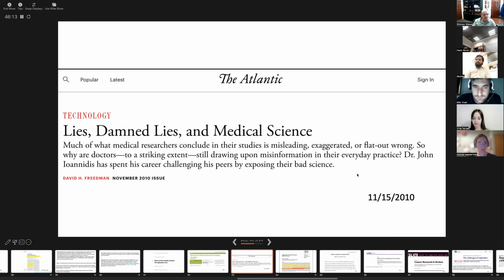Dr. John Ioannidis has spent his career challenging his peers by exposing their bad science. So this guy is Don Quixote, and he keeps on doing this starting around 2005, and he talks about this in conferences and writes essays and papers, trying to prove that medical science, psychological science, and science in general, there are a lot of things which are wrong about it. And he points out what is wrong. Initially, it's being dismissed and ignored.